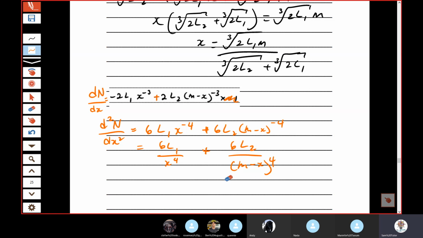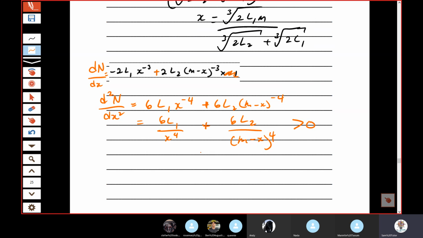And obviously it becomes a plus. So now it's all good. What are we trying to prove again? Minimum, right? So we want this to be greater than 0. Now, greater than 0, but why? Why can you say that's greater than 0?